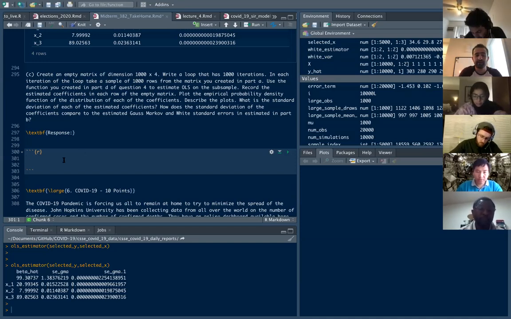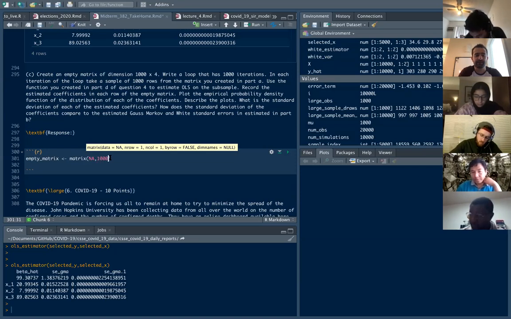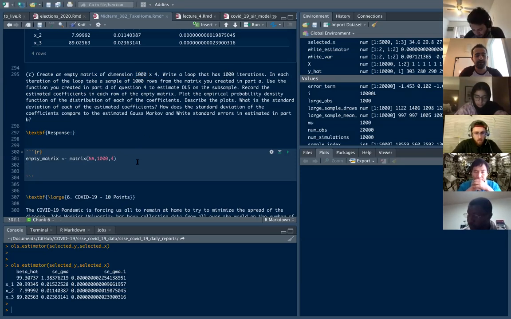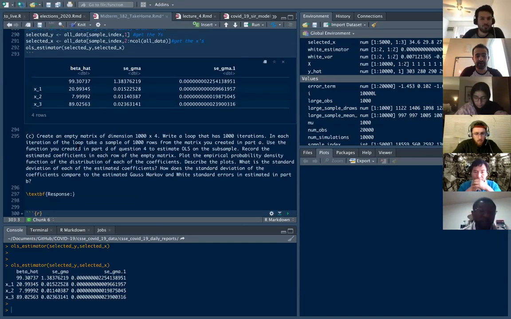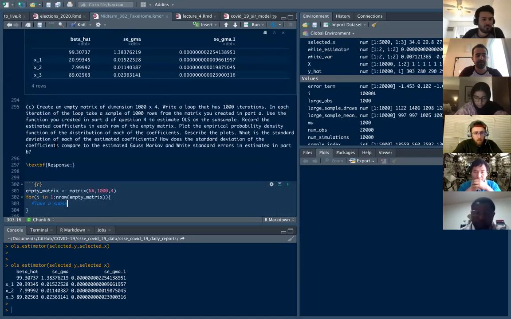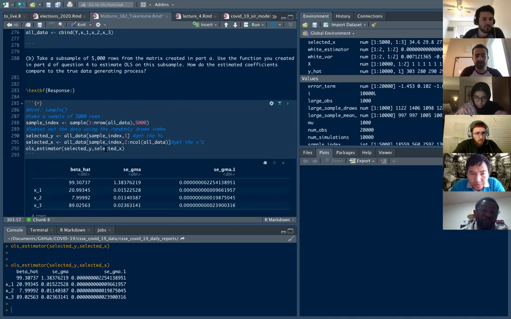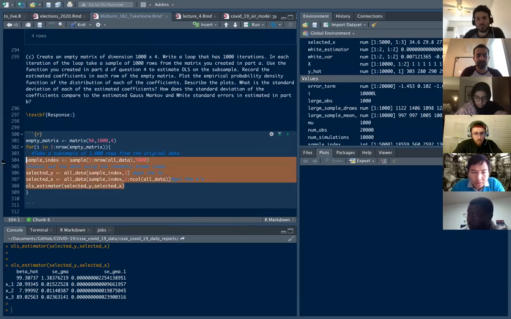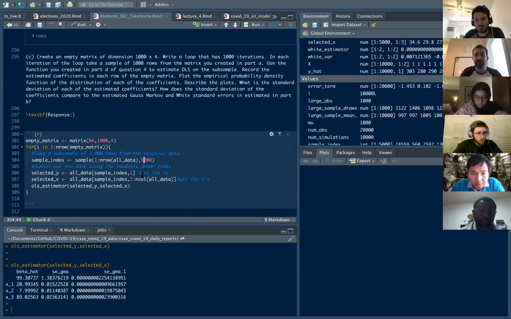Okay, so we'll create an object called empty matrix, a matrix filled with missing values. It's going to have 1,000 rows and 4 columns, exactly as the problem tells us to create. Now we're going to fill this matrix by going for i in 1 to nrow of empty matrix, so 1 to 1,000 iterations. The first step in that iteration is to take a subsample of 1,000 rows from the original data. This code we did up here, I could literally just copy and paste into my for loop. And instead of taking a sample of 5,000 rows, I'll take a sample of 1,000 rows.